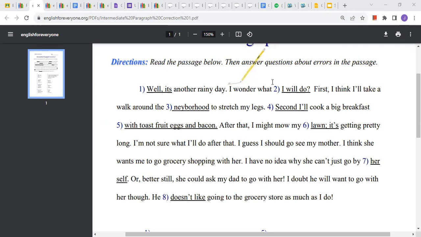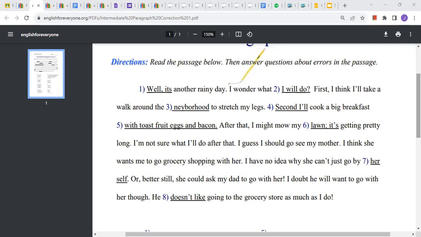آية Yes. Can you please read for me? Well, it's another rainy day. I wonder that I will do. First, I think I will take a walk around the neighborhood to stretch my legs. Second, Neighborhood. neighborhood to stretch my legs. Second, I will cook a big breakfast with toast, fruit, eggs, and bacon.